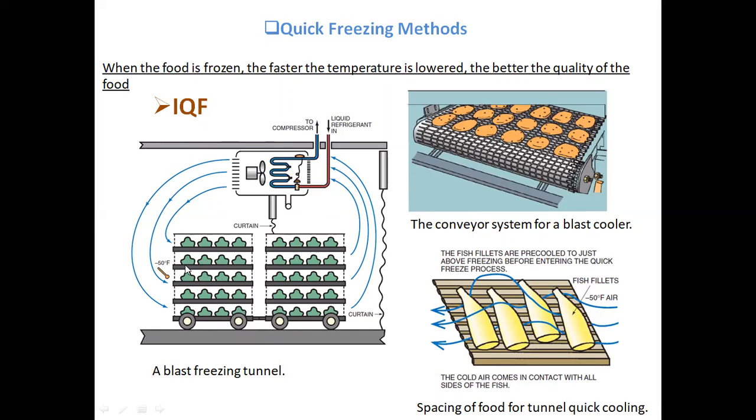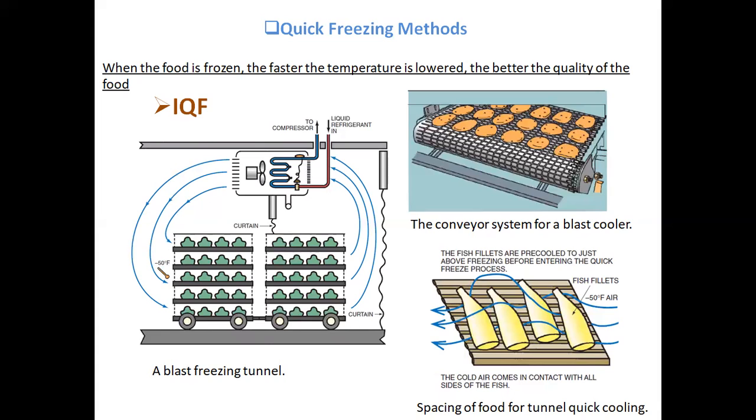And the temperature of this tunnel is maintained at, suppose, minus 40 degrees Celsius. Minus 50 Fahrenheit is approximately minus 45 degrees Celsius. So the temperature of this tunnel is maintained at minus 45 degrees Celsius, and the food products that you have to quick freeze are kept like this in the container. When these products move in this tunnel, the air is blasted with the help of a blower. This low temperature chilled air is blasted over these products, and they will be cooled quickly.